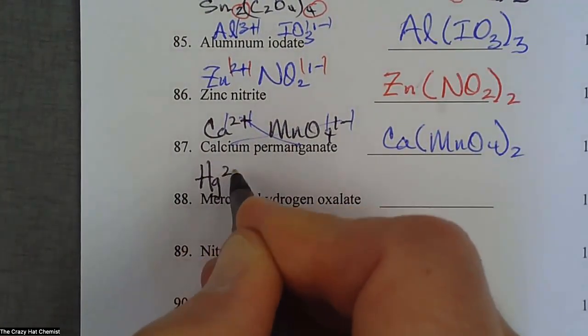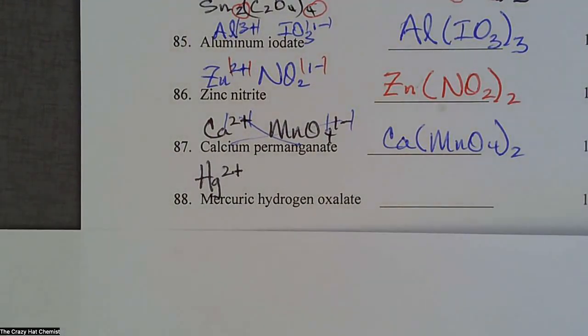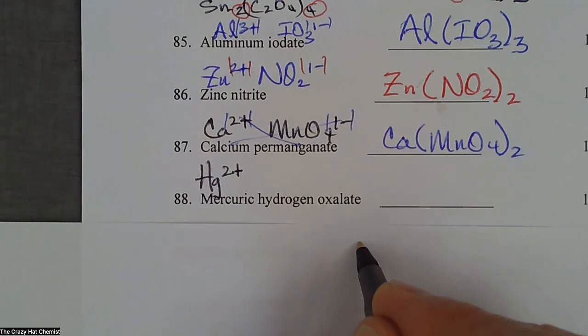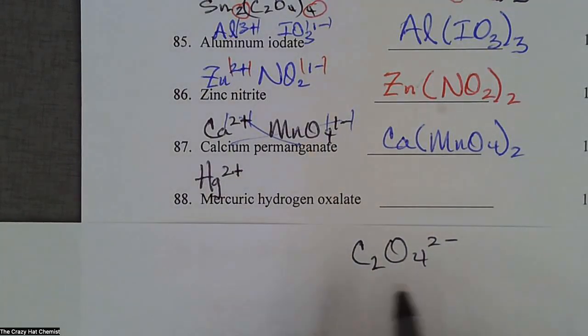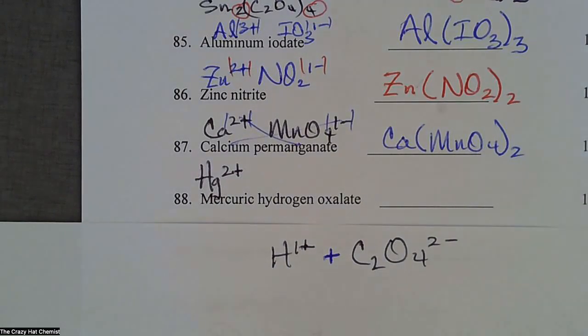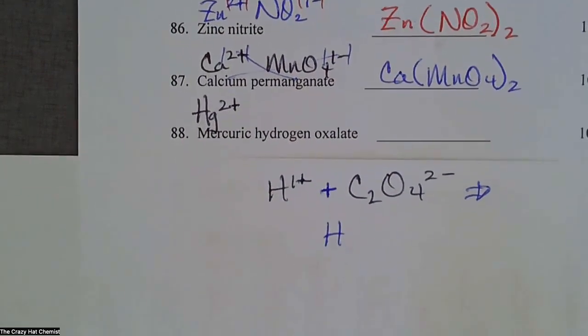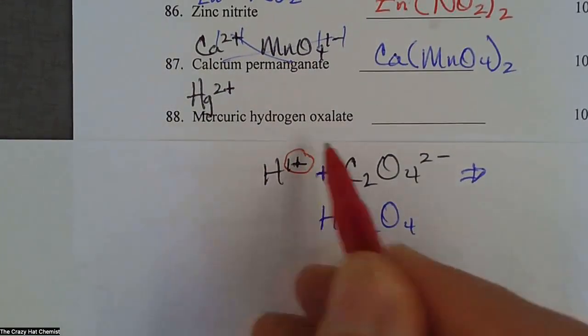Mercuric is Hg2 plus. Now, many people are kind of confused about this hydrogen oxalate, because it's not one of the polyatomic ions that I actually wrote down, but I do have oxalate. So oxalate is C2O4 2 minus. Hydrogen oxalate is going to be sticking hydrogen associated with this. So what we're going to do is add up these two things. I get a hydrogen and C2O4, and now I'm going to sum up these two charges here.